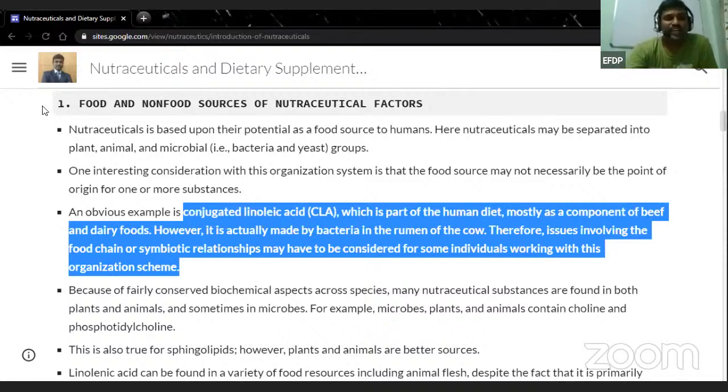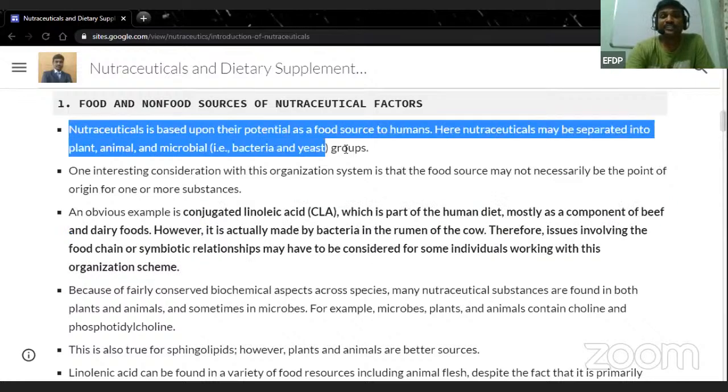So here, food and non-food source is nothing but the nutraceutical factor. The main point is that nutraceutical is based upon the potential as a food source to humans. Here, nutraceuticals may be separated into plant, animal, microbial or other groups. हम लोग bread खाते हैं. Bread is a source of vitamin because it's a fermented product. Then one interesting thing is the organization system of food may not necessarily be the point of origin.